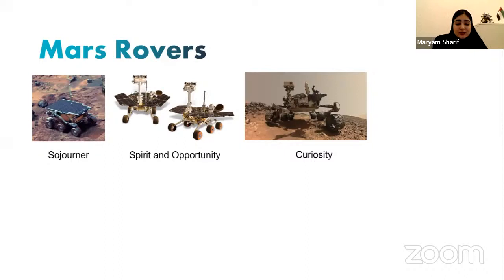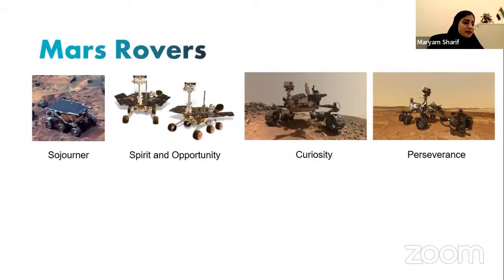What we have now is the Perseverance Mars rover, the Mars 2020 mission that landed on Mars in February 2021, to look for sites of past or present life and see if humans could one day explore Mars and be there on Mars.